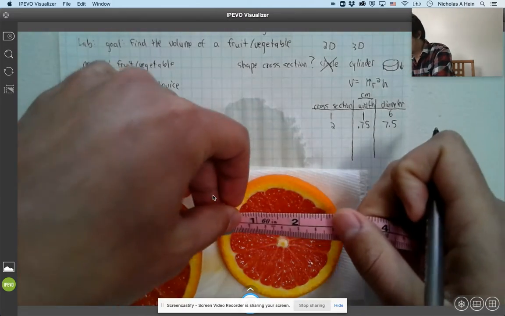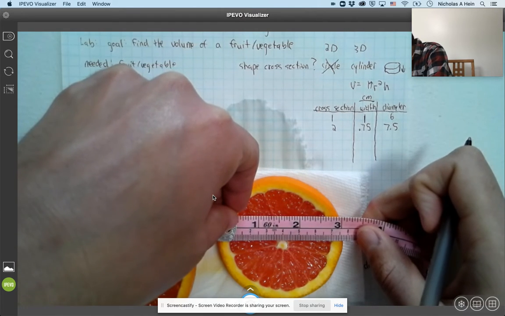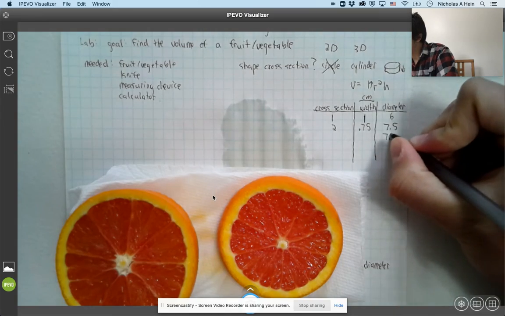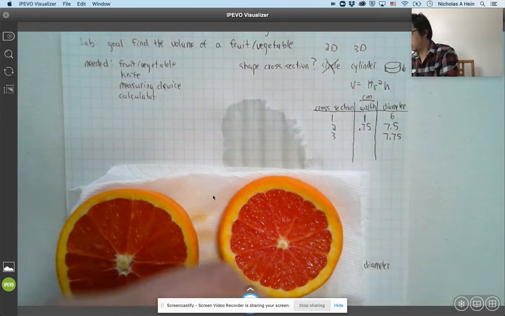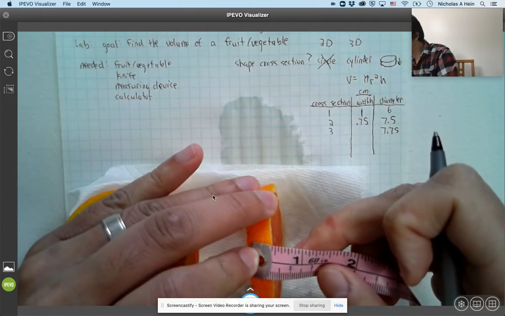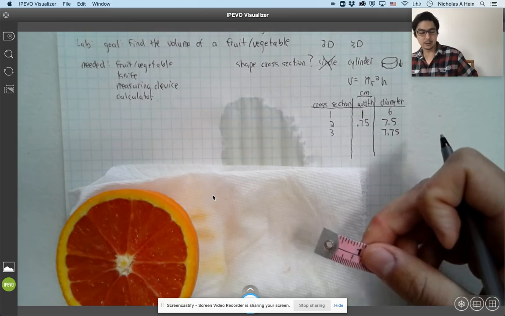My next cross section here has a diameter of 7 3/4. Cross section 3 has a width of about 0.75 again. At least I was getting consistent.